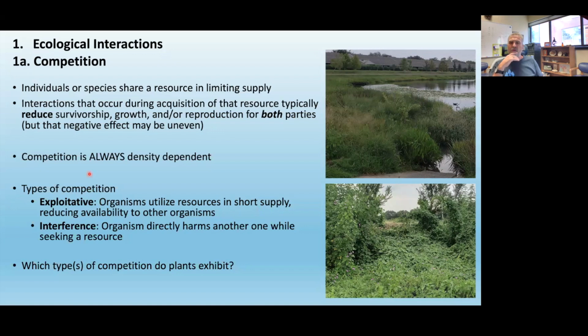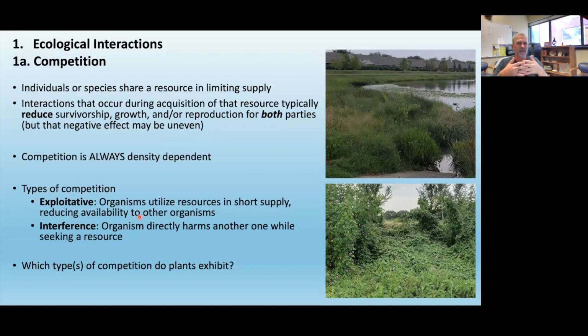So there are two basic types of competition: exploitative and interference type. Exploitative competition is really where one organism's use of that resource reduces the availability of that resource to other organisms. Again, this can be organisms within a species or organisms between different species, right? Whereas an interference type relationship actually causes direct harm to other organisms while they're seeking that resource.